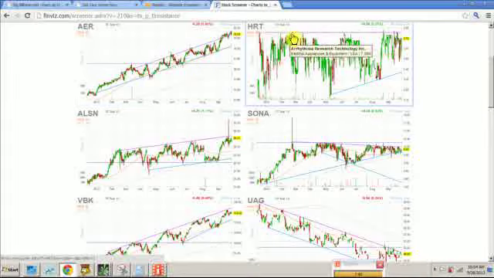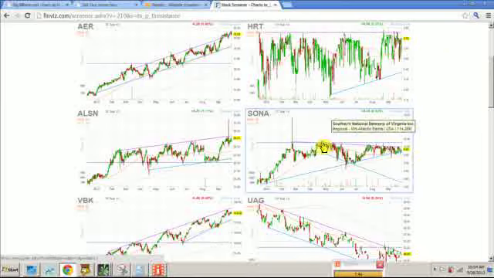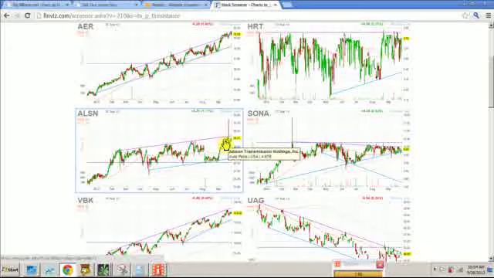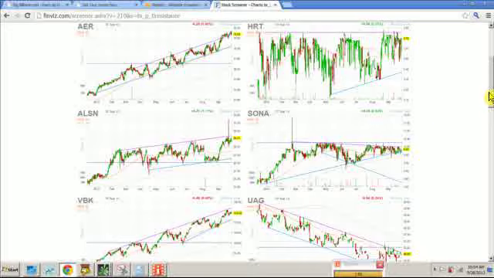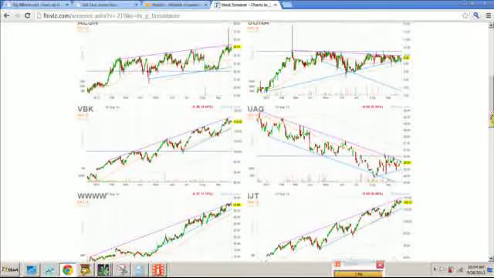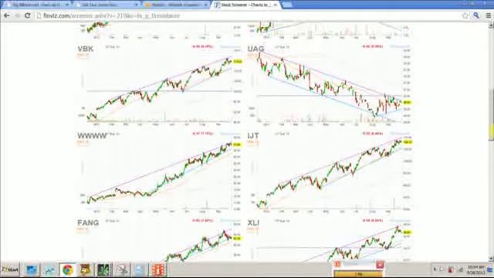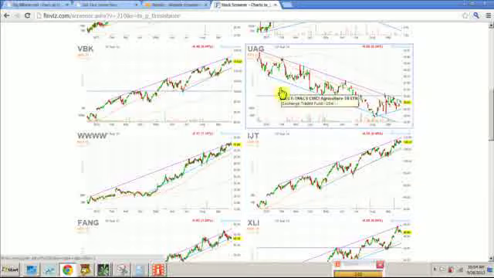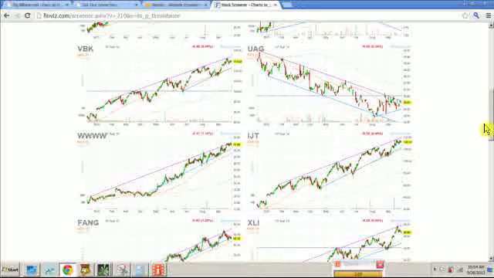Okay, HRT, check it out. It can't seem to break above that mark. This one here, SONA, can't seem to break above that one. Same thing here, can't seem to go higher than that. But whether they're going up or down, you can see the resistance line. The resistance line is the top one. Okay, the support line is the bottom one. But these aren't support type charts, these are resistance type charts.